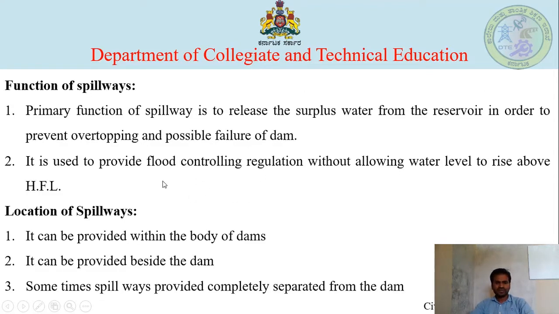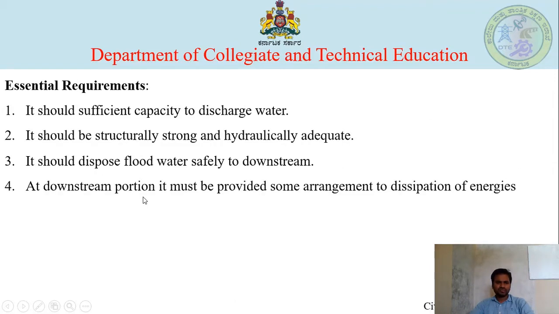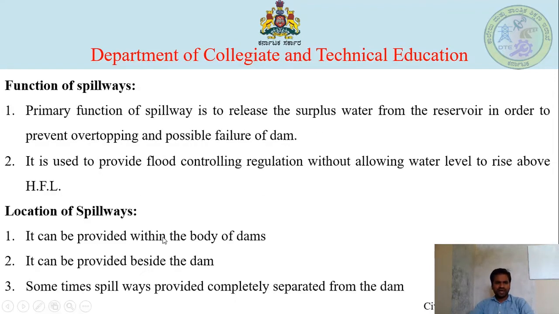What are the functions of a spillway? The primary function of a spillway is to release the surplus water from the reservoir in order to prevent overtopping and possible failure of the dam structure. It is used to provide flood control regulation without allowing the water level to rise above the high flood level. As for its location, it is provided within the body of the dam, or beside the dam. Sometimes the spillway is provided completely separate from the dam.